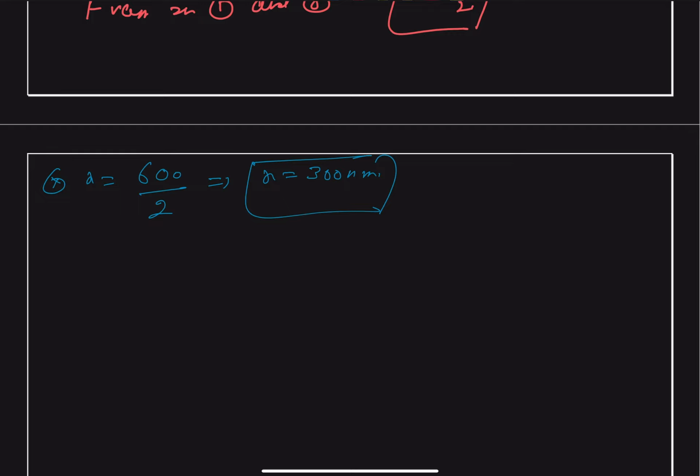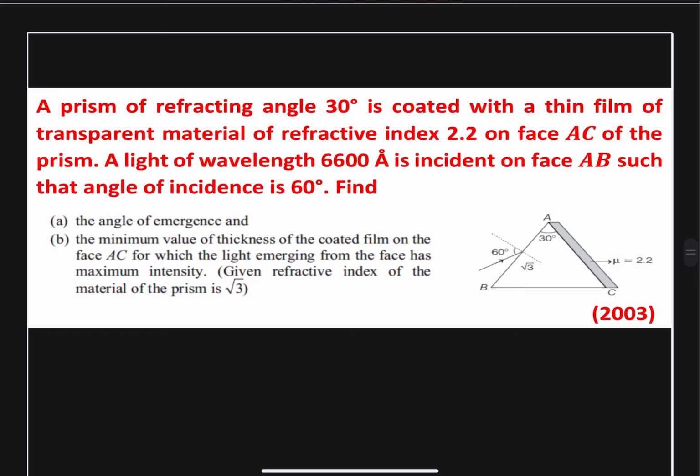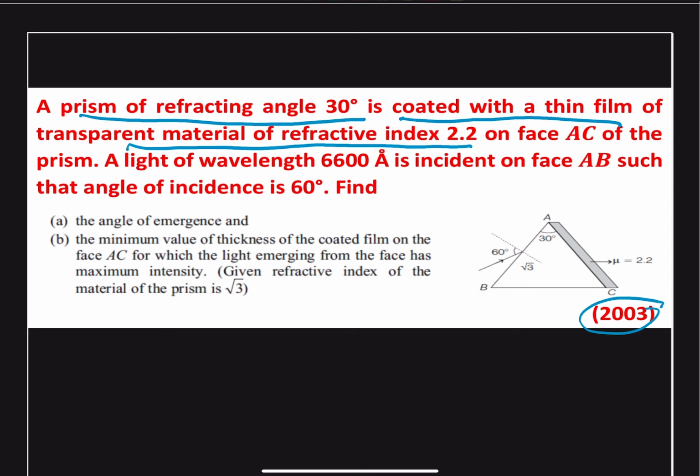Okay. We go to the next question. It was asked in the year 2003, and it states that a prism of refracting angle 30 is coated with a thin film of transparent material refractive index 2.2 on the face AC of the prism, and a light of wavelength 6000 angstrom is incident on face AB such that the angle of incident is 60 degree. So based on this, we have two questions.